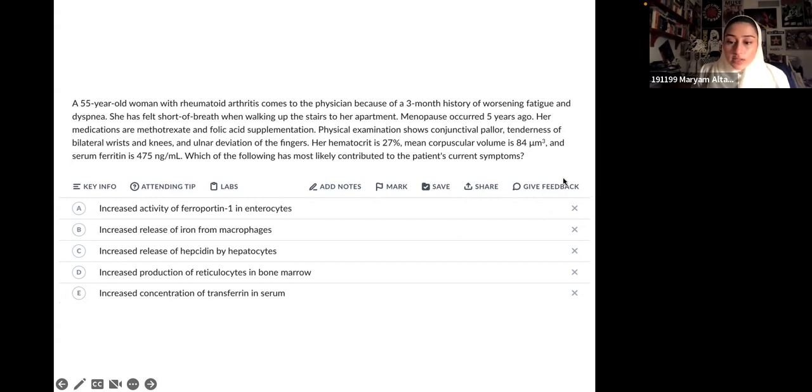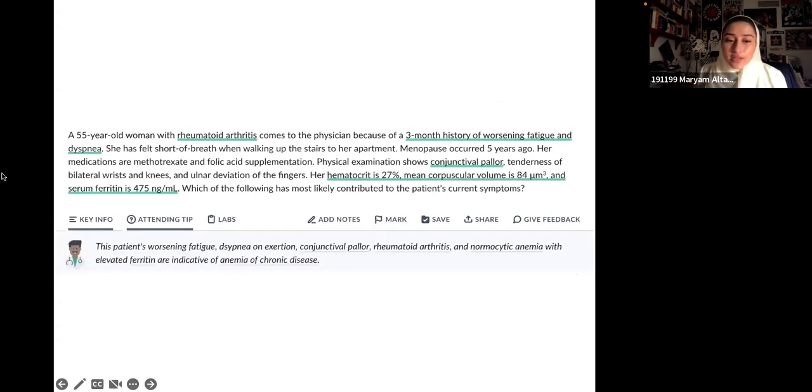So now let's dissect the question that you guys already got. If we focus on the key elements here, she has rheumatoid arthritis, which is a chronic disease. She's presenting with symptoms of anemia with low hematocrit, okay? And her MCV is normal and her ferritin is high. So this is anemia of chronic disease.